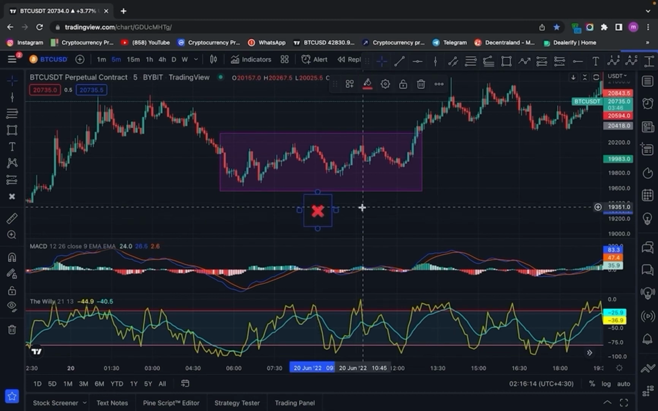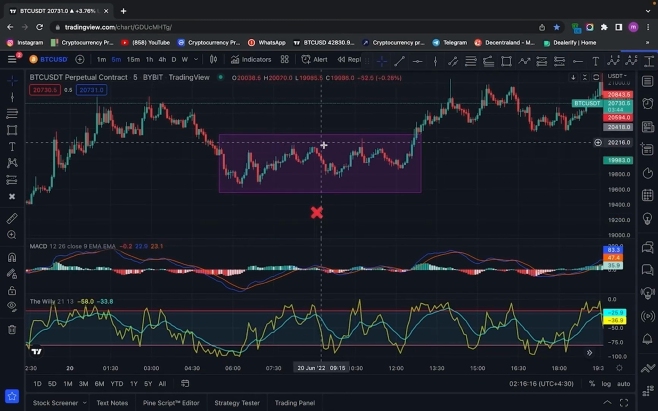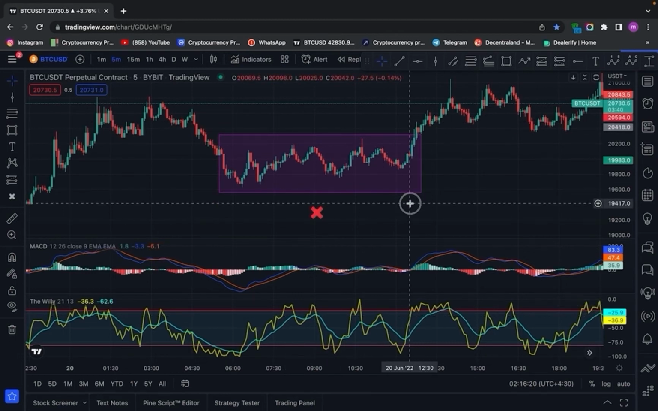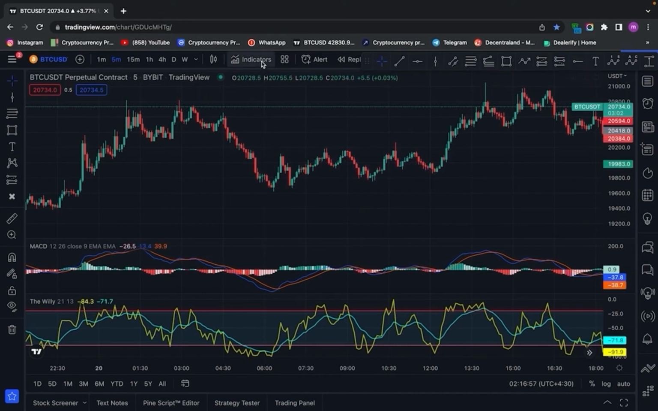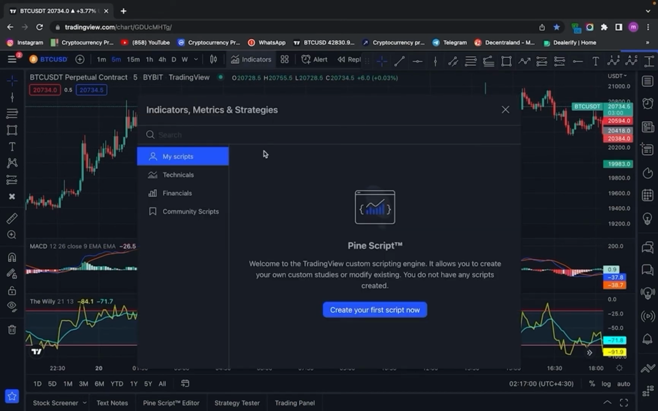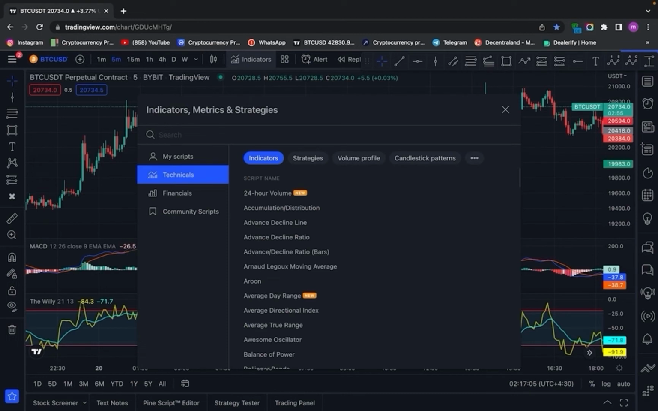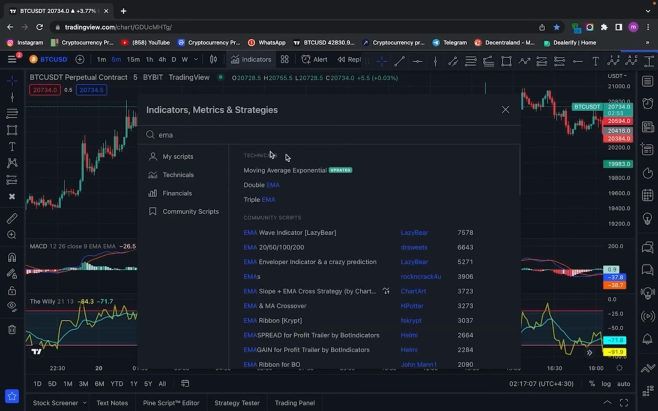So let's go add another indicator to our chart so we can find out the trend of the market and increase the win rate of this strategy to the highest level. We go to the Indicators section and search for the popular EMA indicator. And here we add the EMA indicator to our charts.